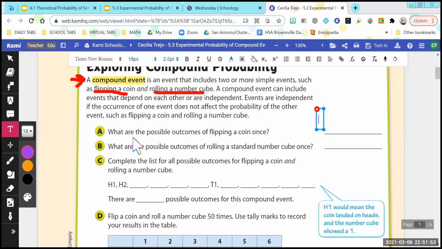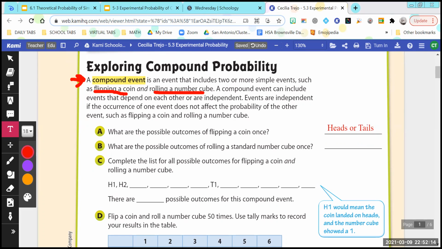So I'm going to just bring down my text box. Hold on. I'm trying to decide what color I want. I'm probably going to stick with red because I think it pops. So we could either land on heads or tails. I'm going to put here or tails, right? Because those are the only two outcomes that a coin has, right?